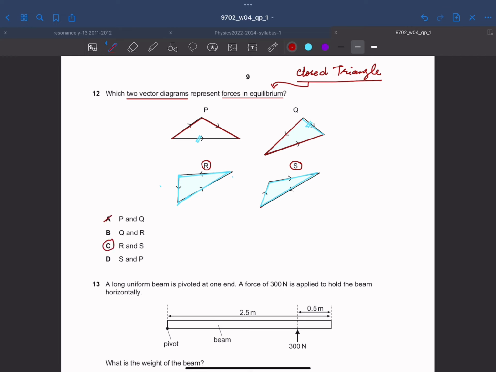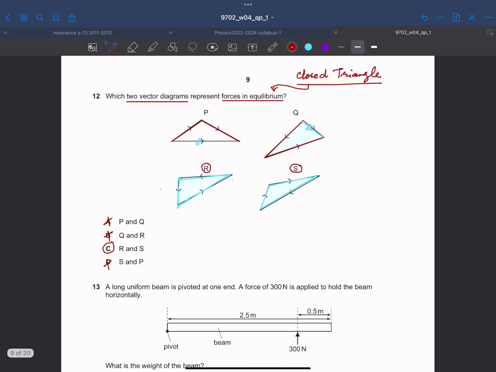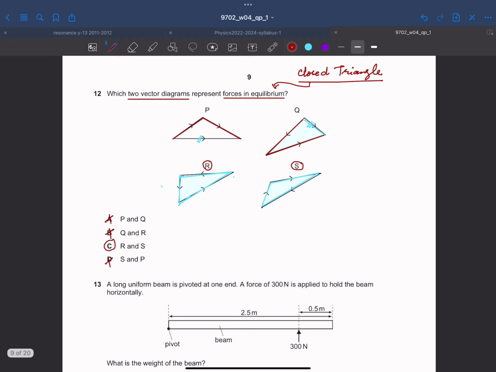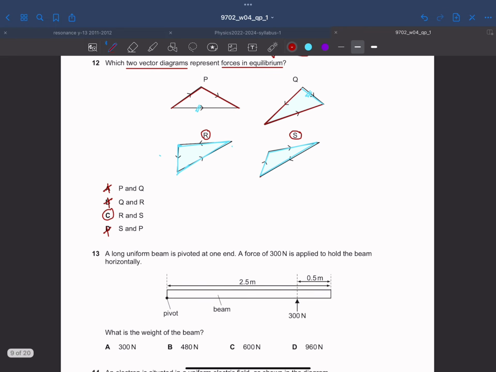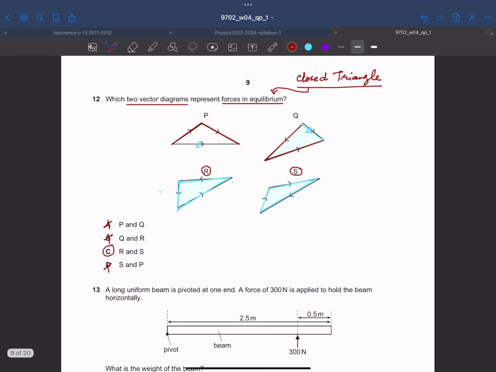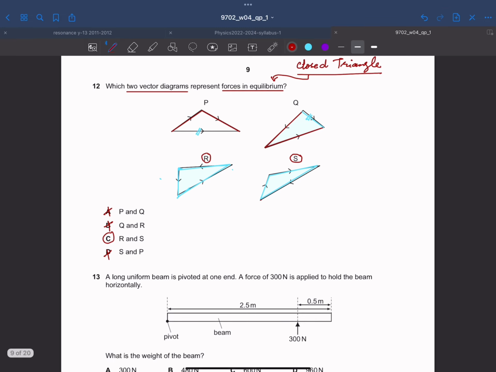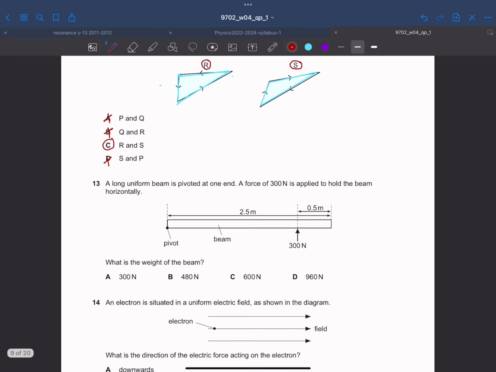R and S are the triangles representing forces in equilibrium, because they are closed triangles and do not have any resultant force. If you have any resultant force, of course the body will not be in equilibrium. Again, for the detailed discussion or theory, if you want to learn the theory of this topic, you have to go to my lecture on forces in equilibrium.